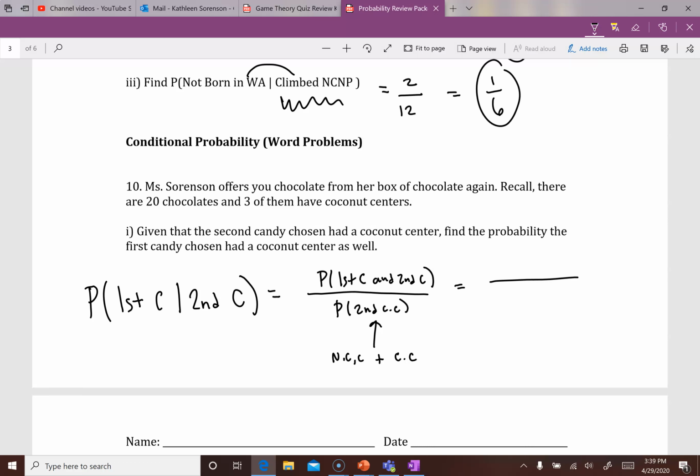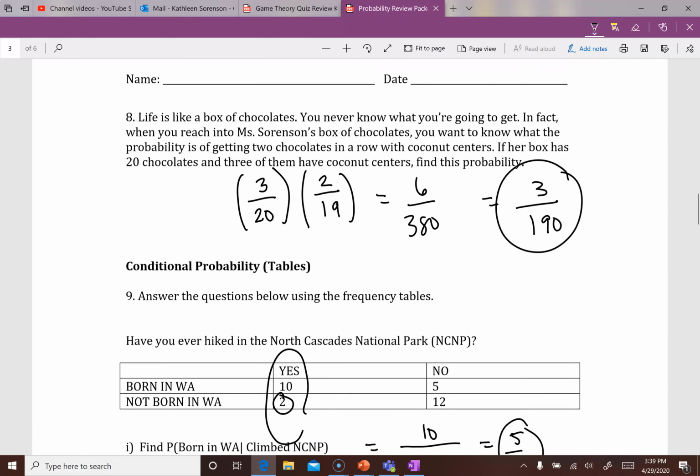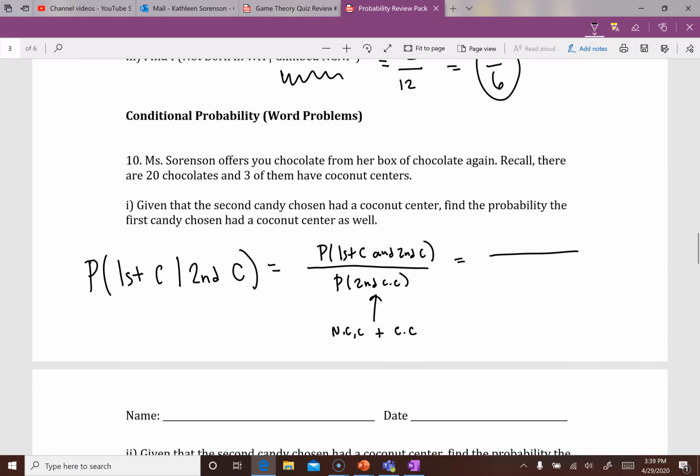Well, did we already do that one? I think we did, didn't we? First coconut and second coconut. I think that one was this one here, so getting 2 coconuts in a row. I'm not going to use that number because we're going to be able to reduce really nicely, but basically we had 3 coconut out of 20, and then because we've already picked a coconut, it's going to be 2 out of 19. Divided by, we've got second being coconut, so we've got not coconut first, which is 17 out of 20, and then the second one being a coconut would be 3 out of 19.